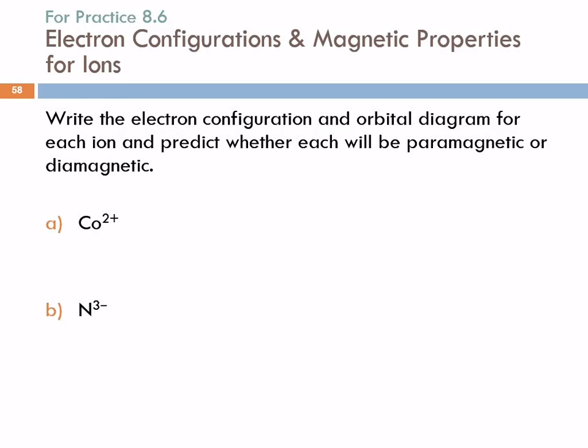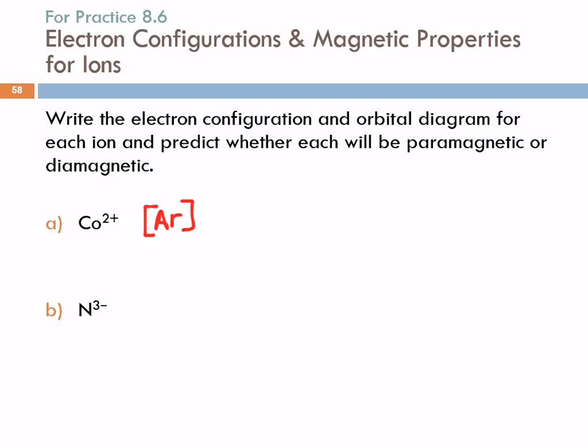I'm going to look at a couple of examples here. Write the electron configuration and the orbital diagram for each ion. Predict whether each will be paramagnetic or diamagnetic. So cobalt. Cobalt 2+. Well, let's first look at cobalt itself, and we can look at just the valence shell for cobalt. So it's going to be argon.